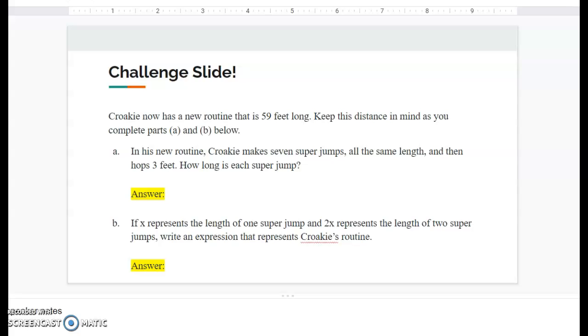So he jumped 59 feet total. He had 7 super jumps that are the same, so that would be your x or your y, and you would have 7 of those, plus the 3 feet. If x represents the length of 1 super jump, and 2x represents the length of 2 super jumps, write an expression that represents Croaky's routine.